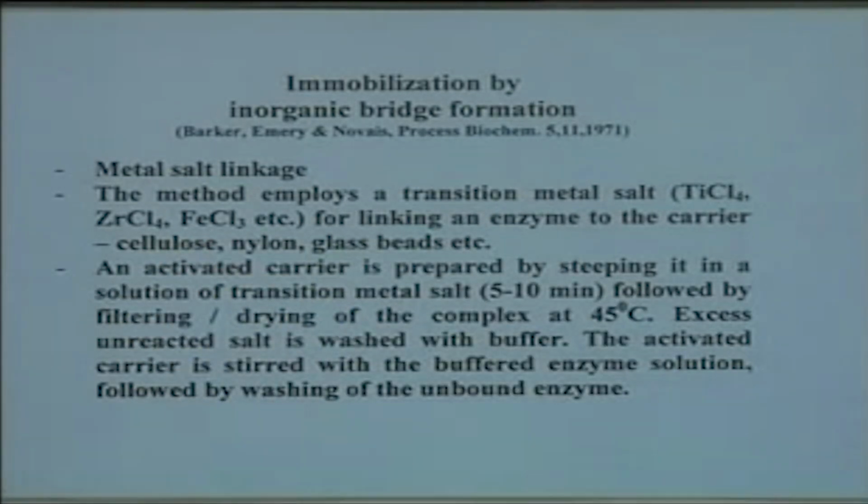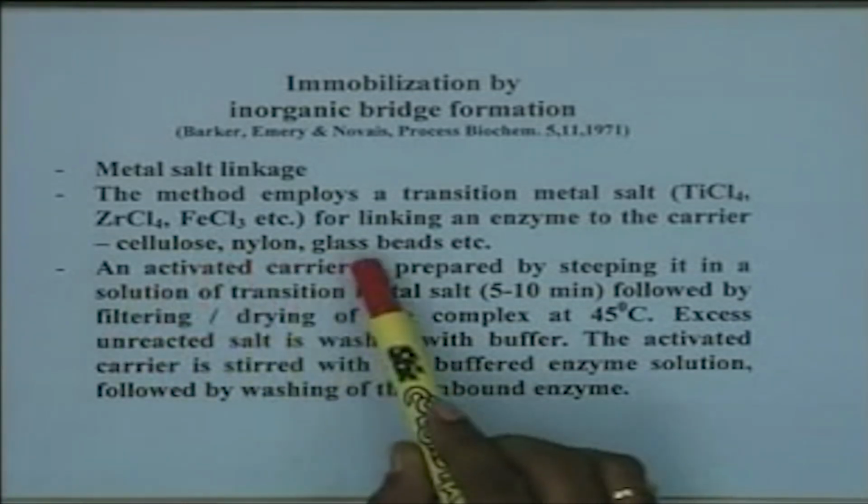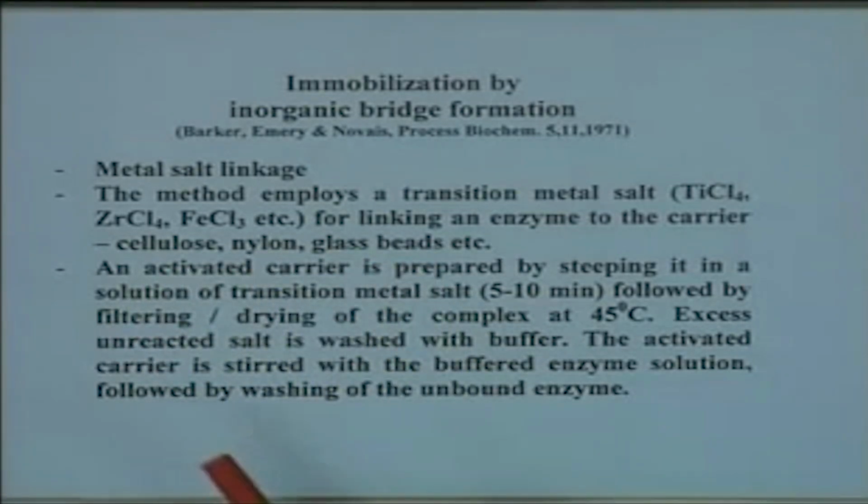Now, the basic principle of the method is that it employs a transition metal salt like titanium tetrachloride, zirconium tetrachloride or ferric chloride for linking an enzyme to the carrier, and carriers are usually cellulose, nylon, glass beads, etc. The usual method is that an activated carrier is prepared by steeping it in a solution of transition metal salts for 5 to 10 minutes.